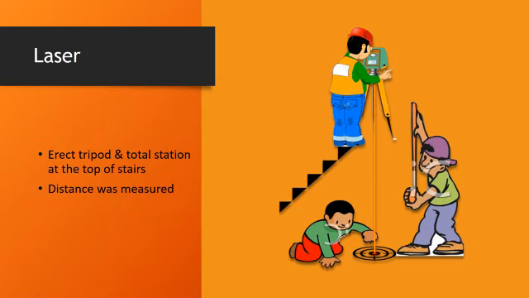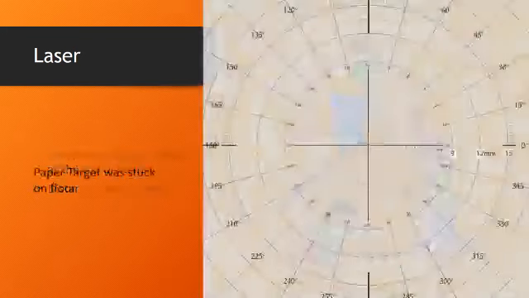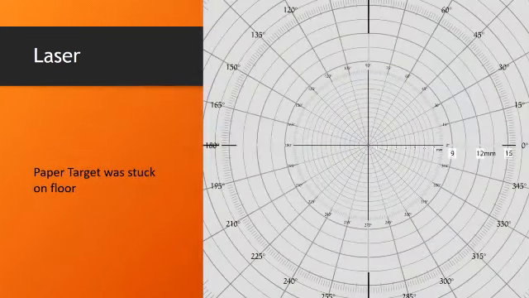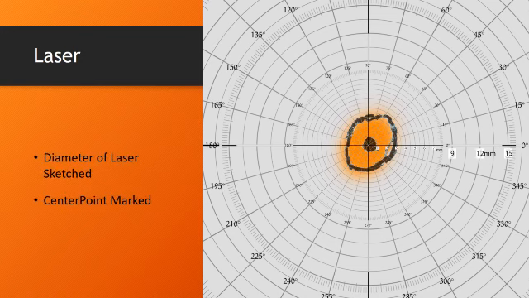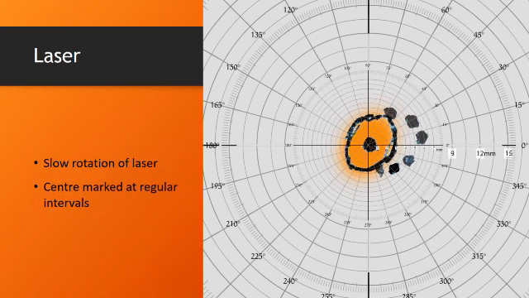In this task, we set the total station above the top of the stairs. We measured the distance from the base of the total station to the floor, and we set a target on the floor. This is the target we put on the floor. We switched the laser on, and it was as shown, like an oval shape. We traced around the laser beam and also marked the center. We slowly rotated the laser in the total station around 360 degrees and marked it at regular intervals.